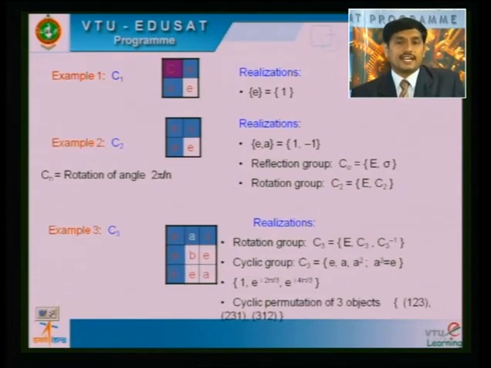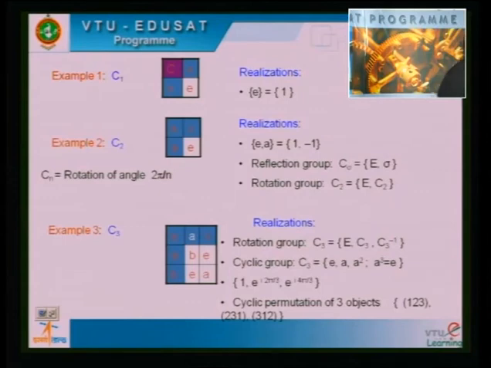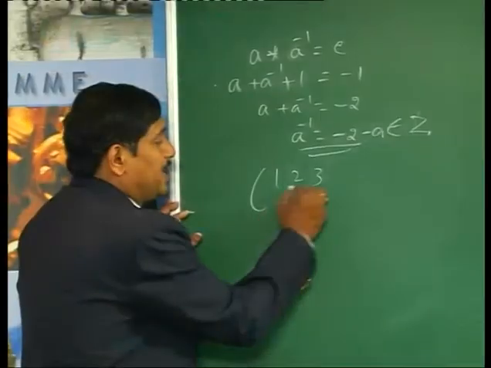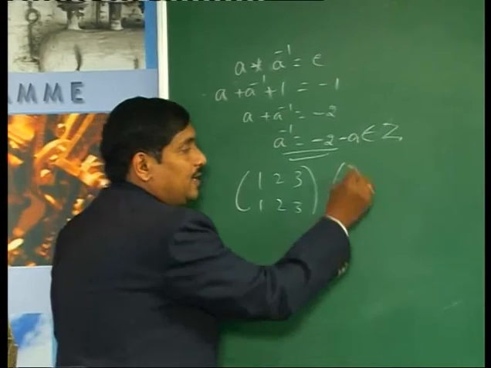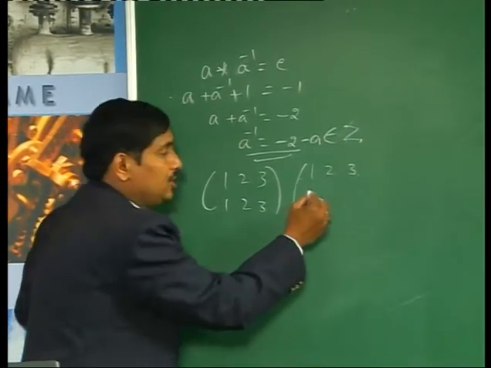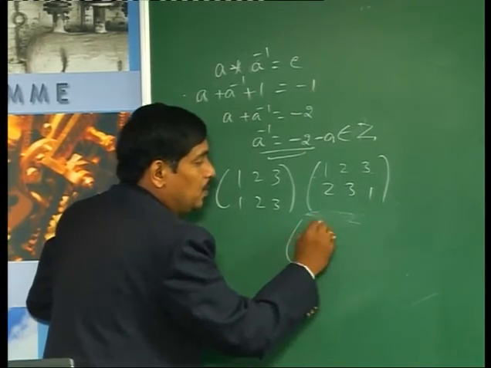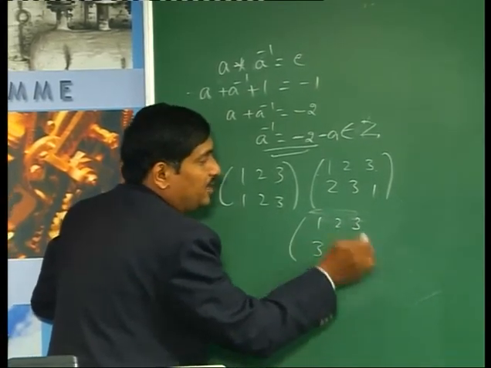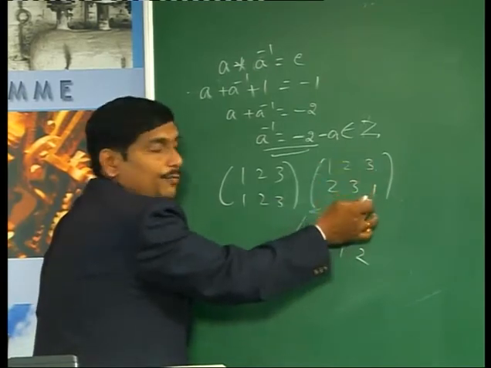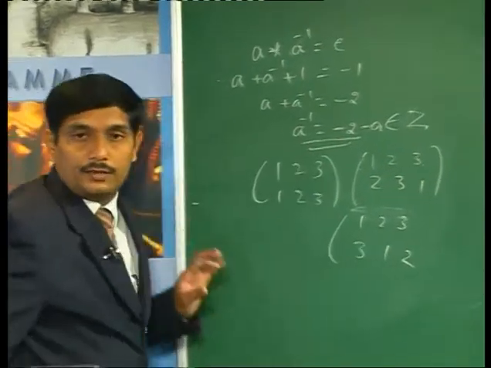These are the rotations, the cyclic permutations of 3 objects, that is (1 2 3), (2 3 1) and (3 1 2). It means the identity of S3 is (1 2 3 / 1 2 3). Here the rotation, the permutation, can be denoted by (1 2 3 / 1 2 3), and another one is (1 2 3 / 2 3 1), and another one is (1 2 3 / 3 1 2), the rotations.